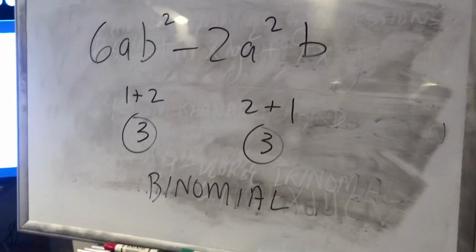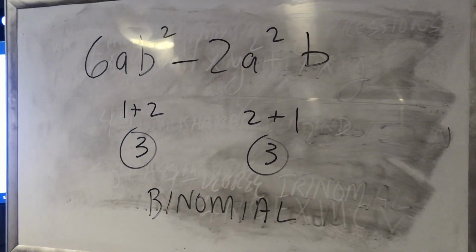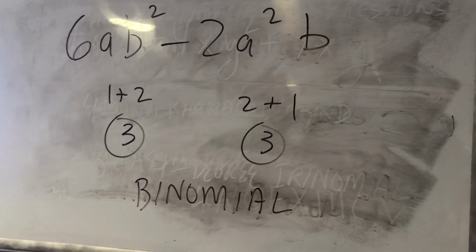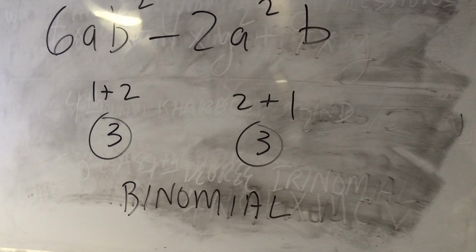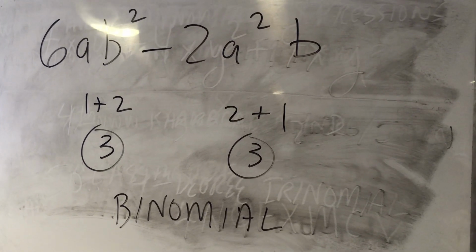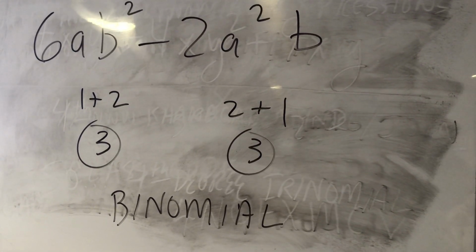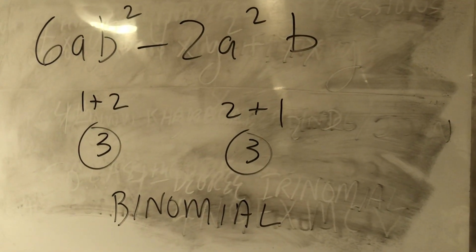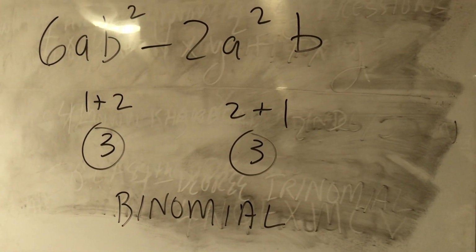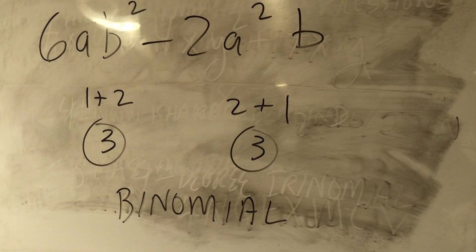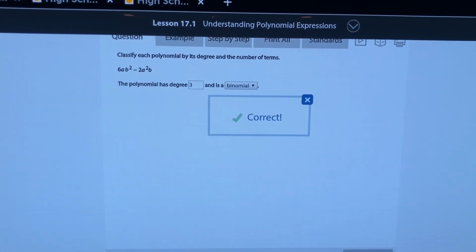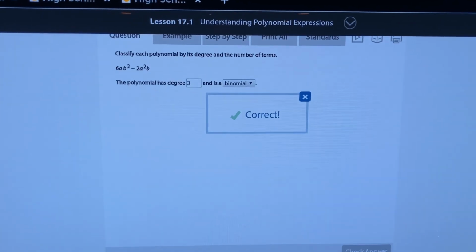Here we go. 6a squared: a is to the first power plus b is to the second power, 1 plus 2. And the second term, a is to the second power, b is to the first, so that's also a 3. So this is a binomial of degree 3. As you can see, the polynomial does have a degree of 3, and it is a binomial.